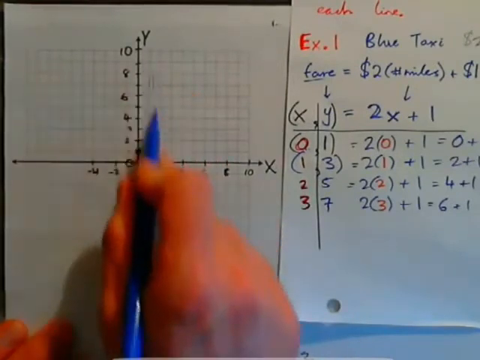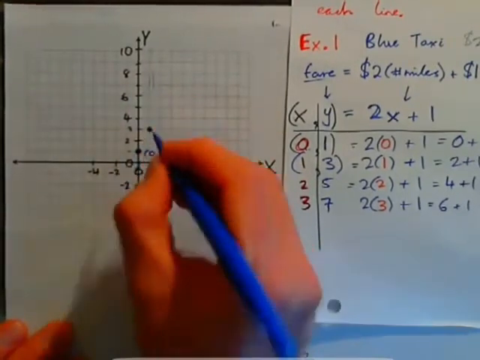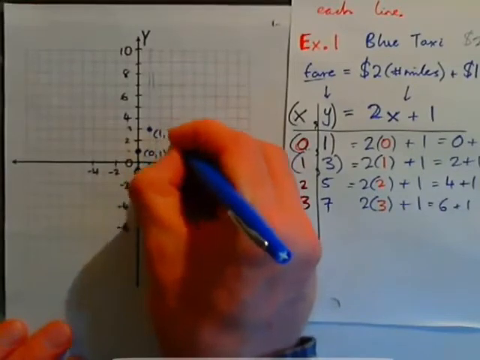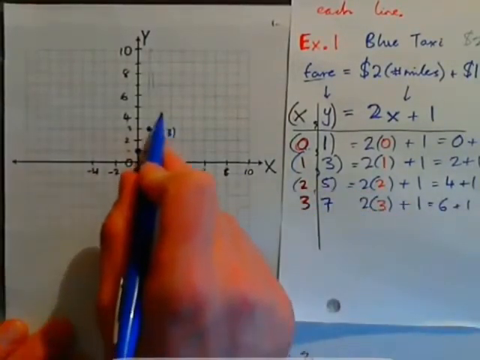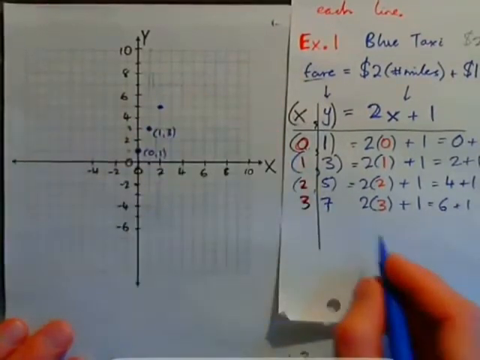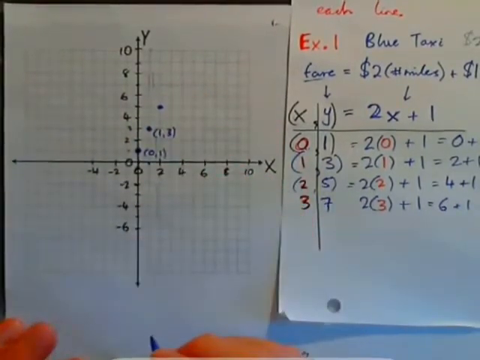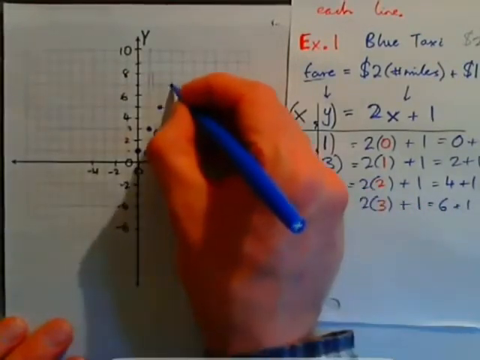Where is 3 on the y-axis? Go up and down, and here's 3. So that's the point 1, 3, isn't it? Now find the point 2, 5. Where's x is 2 and y is 5? That's right there. And then 3, 7. Press pause and get 3, 7. 3, 7 is here. Okay.